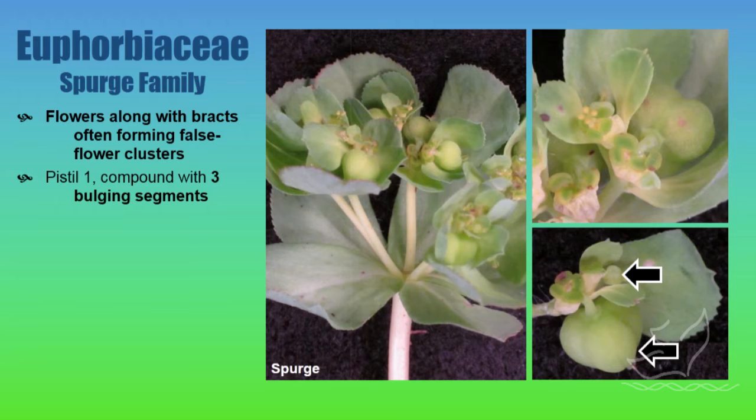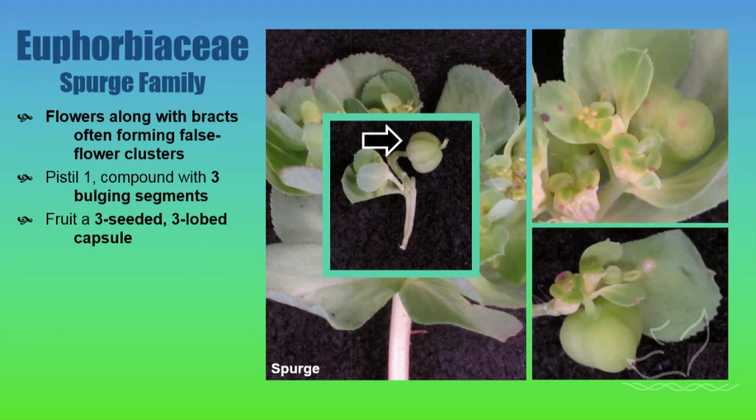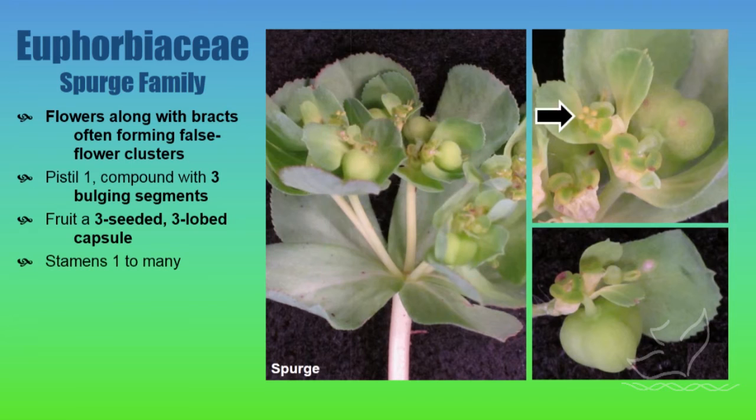As that pistil develops into fruit, it is 3-seeded and then it forms a three-lobed capsule with really bulging lobes. So if you see a three-lobed capsule with bulging lobes and with three seeds inside, then you know that you've got basically Euphorbiaceae. Now we go to the stamens. Now in the family, the stamens can be one to many in a flower, but again, in these flowers we're going to be looking at here, there's only one stamen per flower, and that's all there is in the flower.